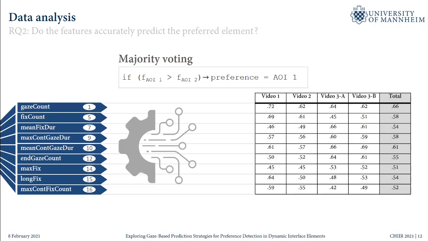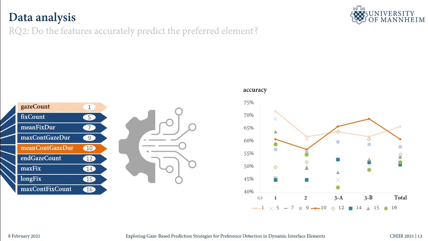Across all videos, all features were better than the random baseline of 50%, so we did not exclude any further features from the set. The overall best predictions resulted from the total number of accumulated gaze points, which, for simplicity, we will call from now on gaze count. But for some videos, the average duration of continuous gaze allocation to an element of interest actually resulted in a higher accuracy. So there is no one best feature for all videos.